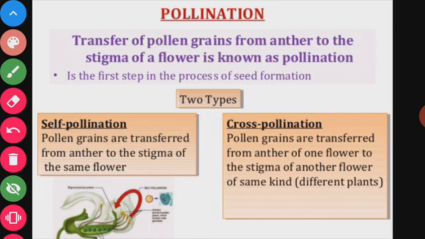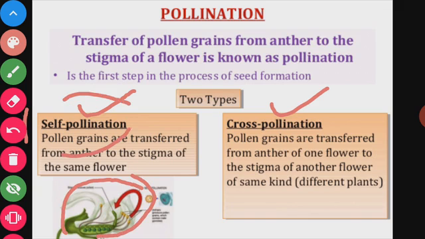Pollination is of two types. One, self-pollination. Second, cross-pollination. What is self-pollination? Self-pollination is when pollen grains are transferred from the anther to the stigma of the same flower. Suppose this is one flower. If transfer of pollen grain from the male reproductive part to the female reproductive part takes place only in this flower, with pollen grain and stigma both of this flower, that pollination is known as self-pollination.